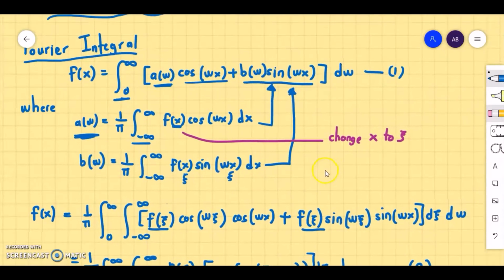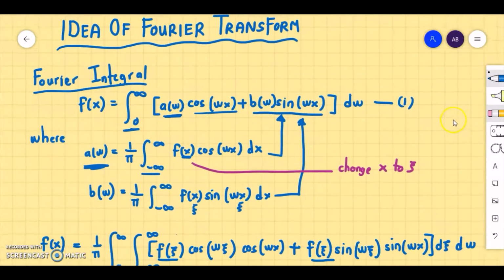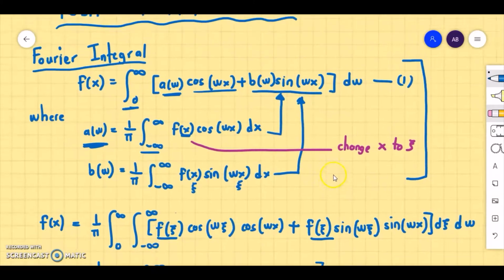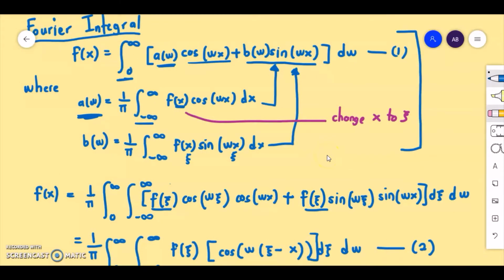So just recall what we have done so far. The idea of Fourier transform, to get the Fourier transform equation, is that we use the Fourier integral definition. This is the Fourier integral definition, and I first start by substituting my a omega and b omega into equation 1 here. But bear in mind that when you do that, you need to be careful with the x in a omega and the x in this equation 1. So I change my x to xi so that I will not have confusion between these two variables. So the x in a omega and b omega will become my xi, and then put that into this equation.